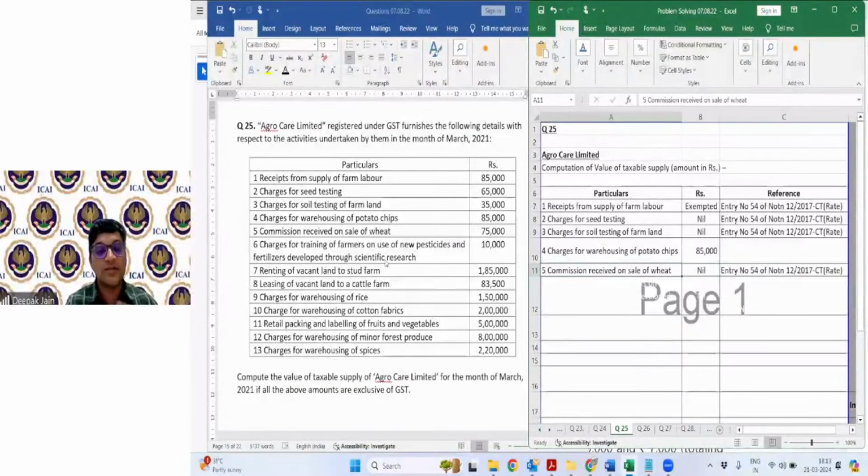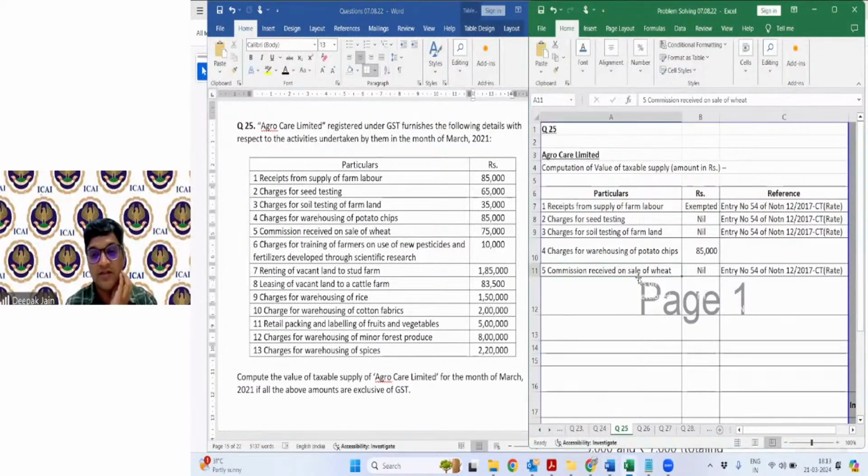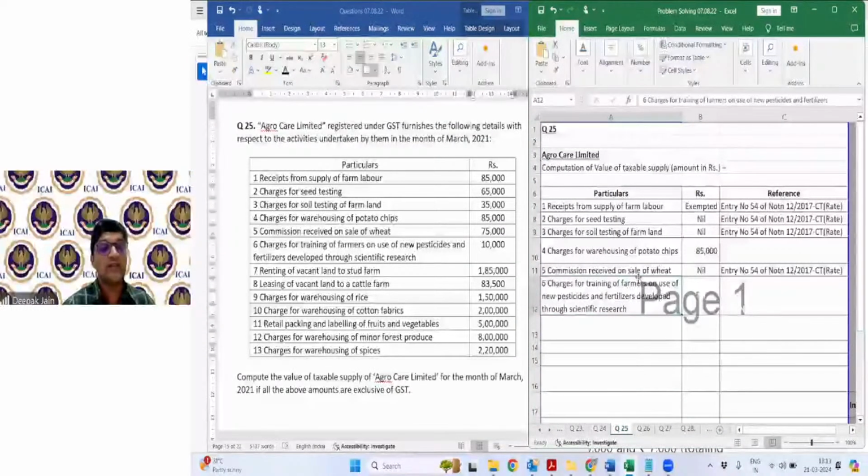Fourth item is commission received on sale of wheat. Okay, any commission received on sale of agriculture produce is exempted, so this will also be exempted. Then charges for training of farmers on use of new pesticides and fertilizers developed through scientific research. So any kind of training you give to farmers, that is also tax exempted, not taxable.